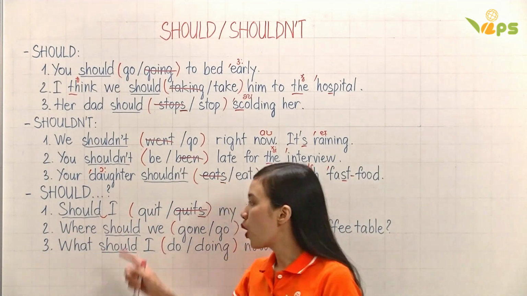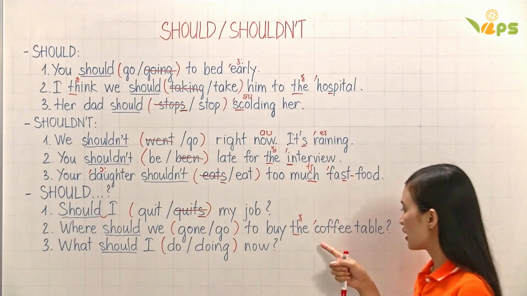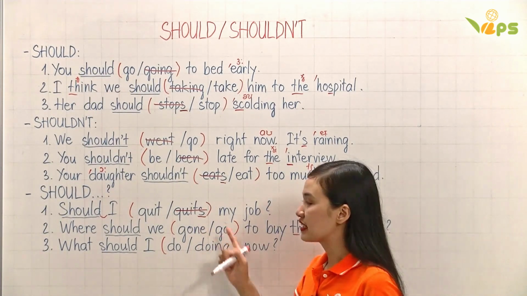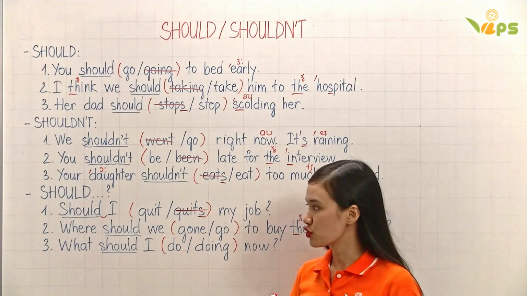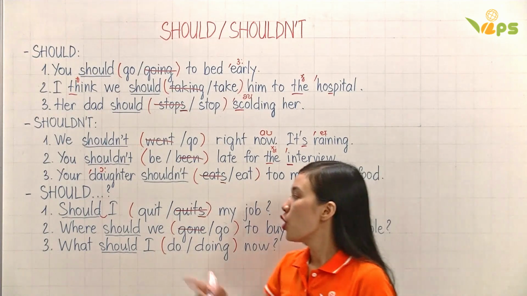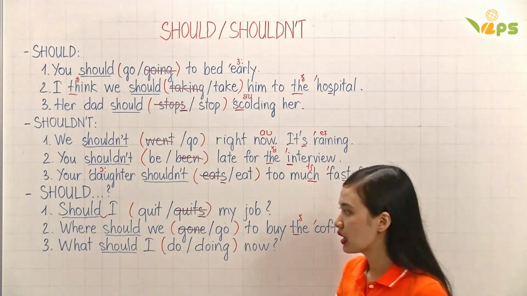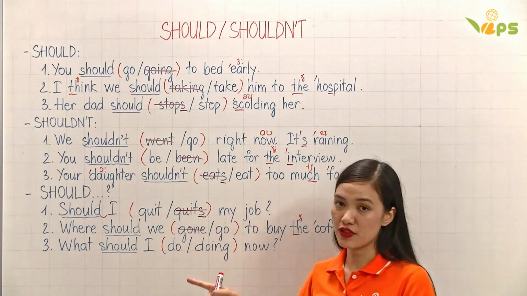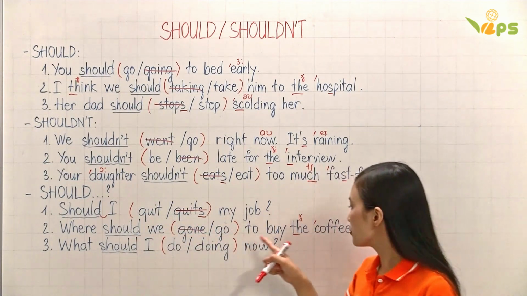Number two, where should we gone or go to buy the coffee table? Go here, base form, and gone is the past participle form of go. So what should we use? Of course, go, right? Where should we go to buy the coffee table? That means, where do you think is the good place, the best place to buy the coffee table? Where should we go to buy the coffee table?